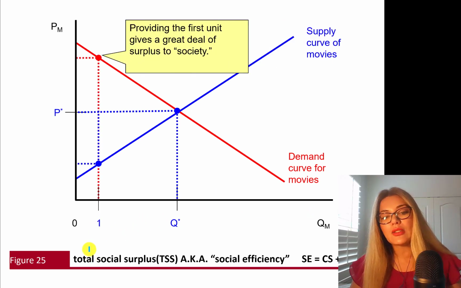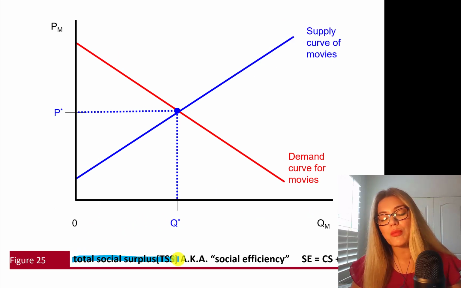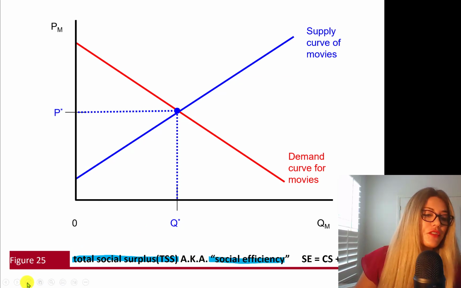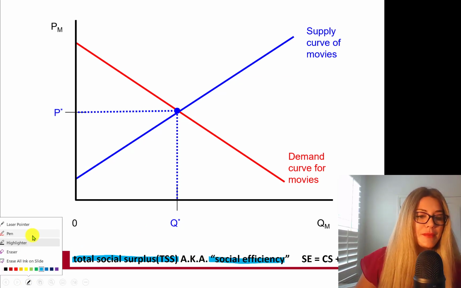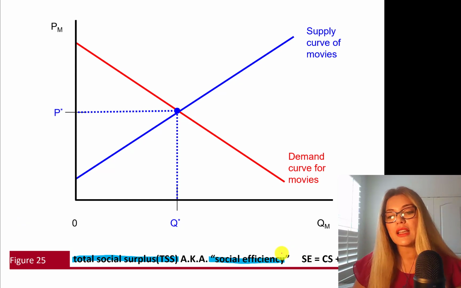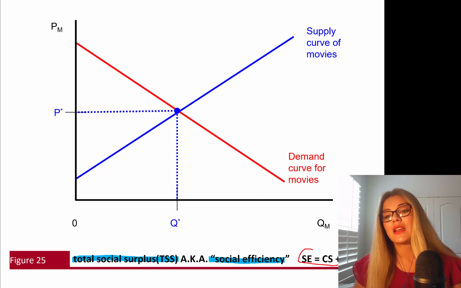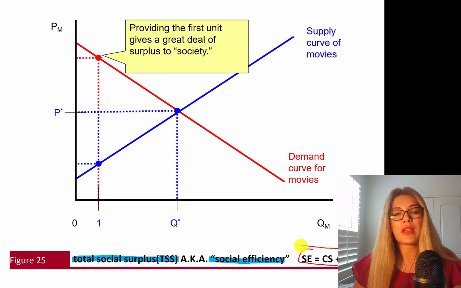Okay, let's talk about total social surplus, also known as social efficiency or economic efficiency. These are all synonyms. Social efficiency, economic efficiency, social surplus, or total social surplus is consumer surplus plus producer surplus. So providing the first unit of a good gives a great deal of surplus to society.